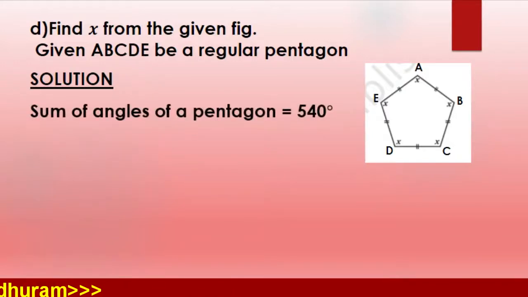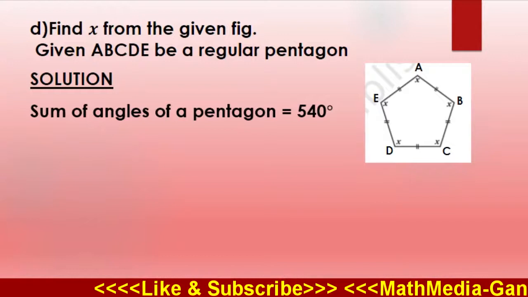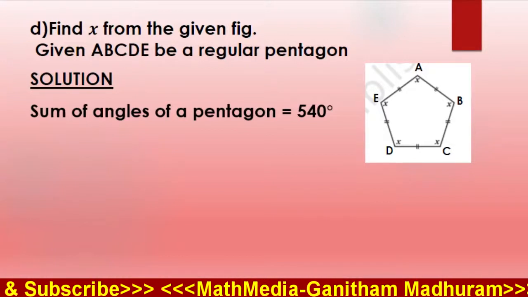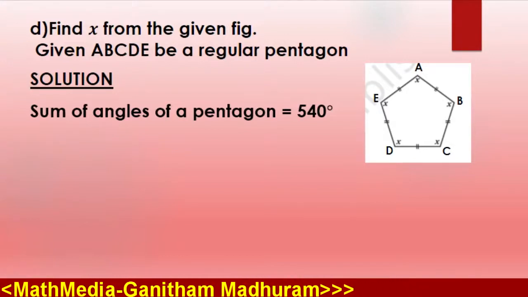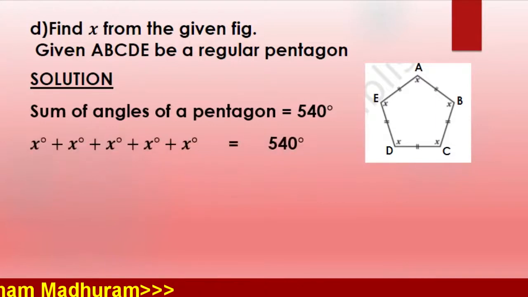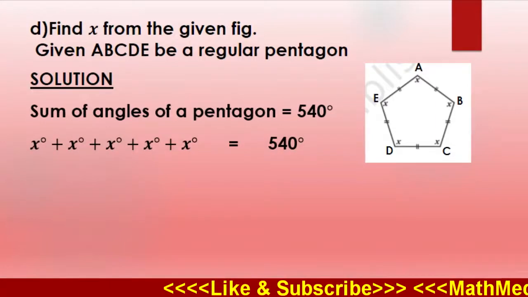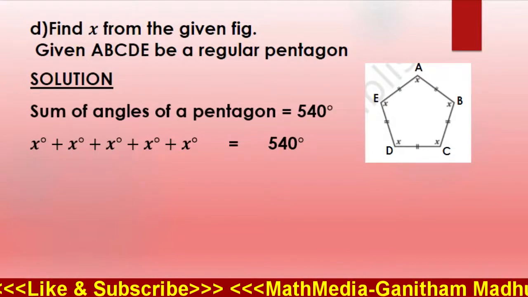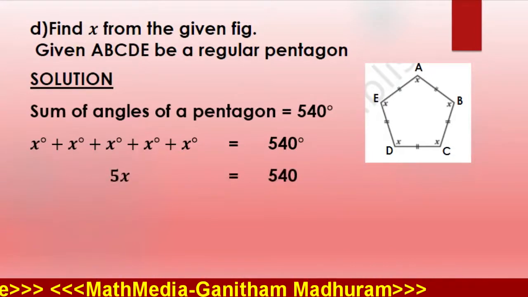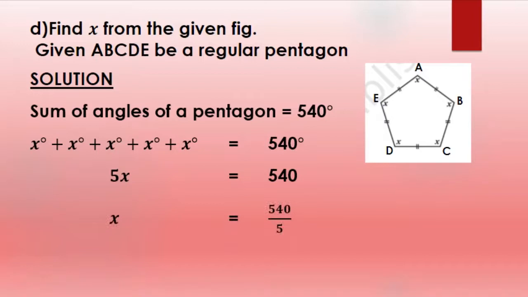The sum of angles of a pentagon is equal to 540 degrees, that is by using the formula (n minus 2) into 180 degrees. All angles are equal because the given figure is a regular pentagon. So we get 5x equal to 540, or x equal to 540 upon 5. After cancelling, we get x equal to 108 degrees. So each angle of a regular pentagon is 108 degrees.